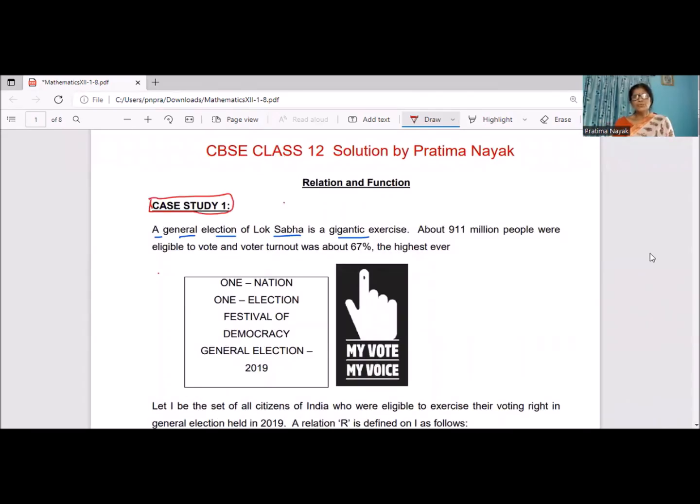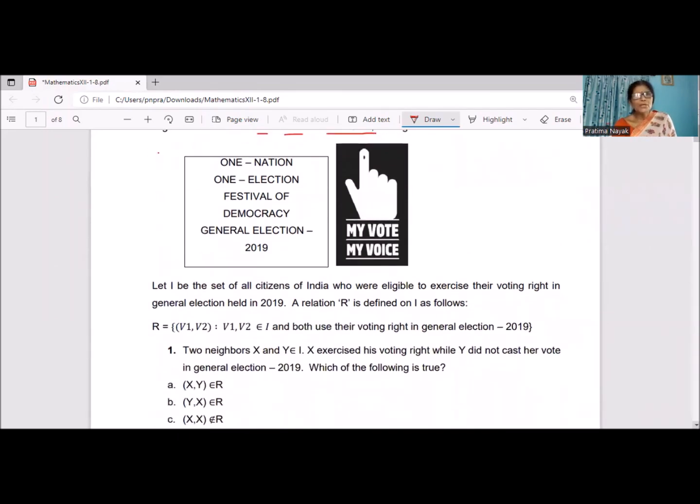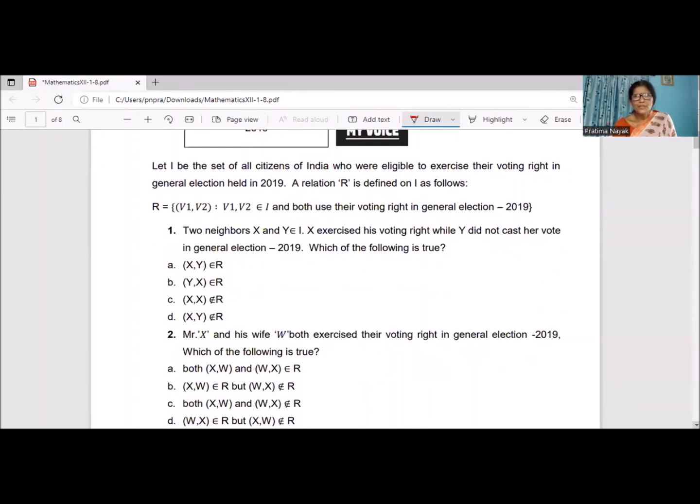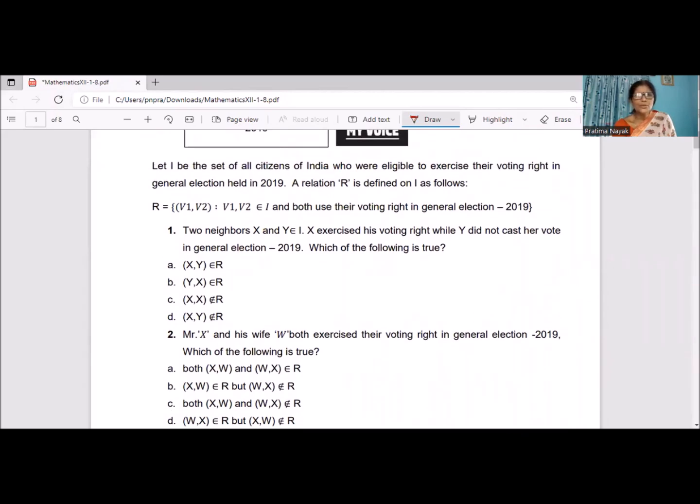The general election of Lok Sabha is a gigantic exercise. About 900 million people were eligible to vote, and voter turnout was 67%, the highest ever. This is about the 2019 election, and the pamphlet is given: My Vote, My Choice, One Nation, One Election, Festival of Democracy, General Election 2019. We will focus more on the writing part. What is given, we will read very thoroughly.